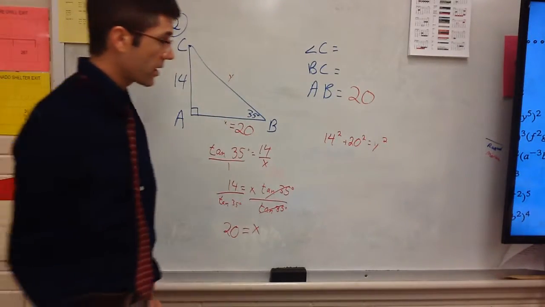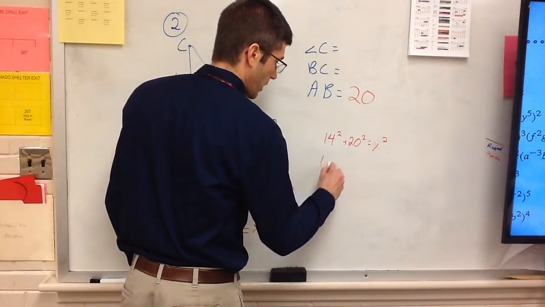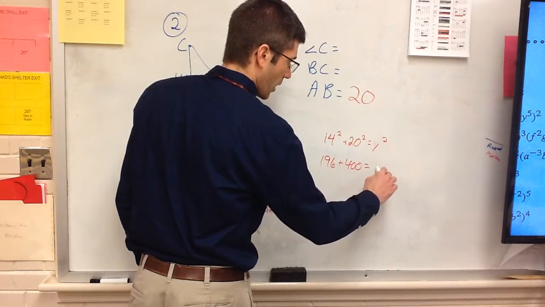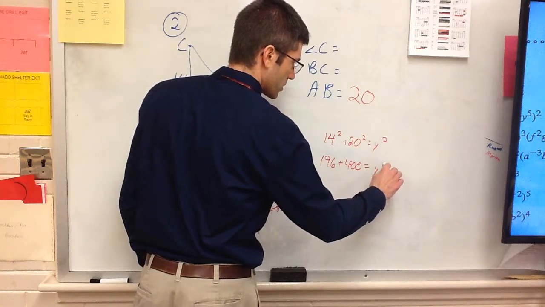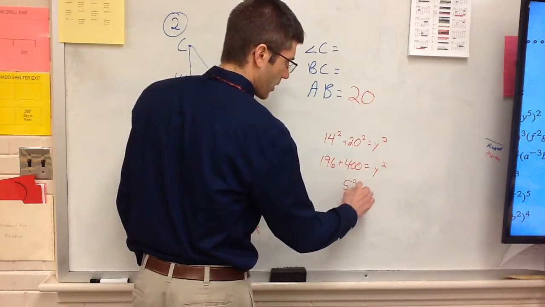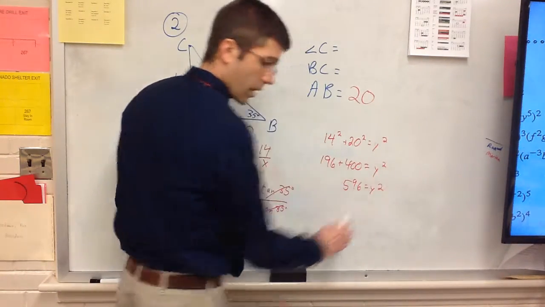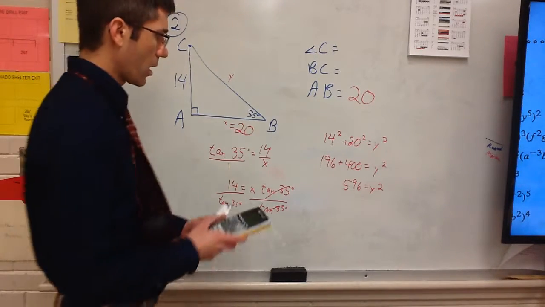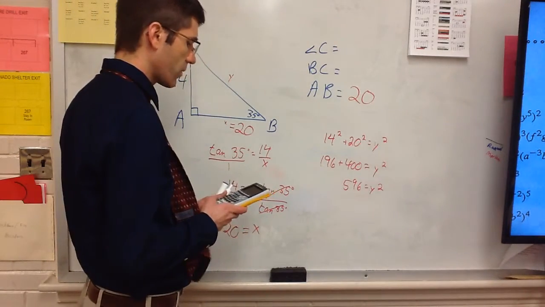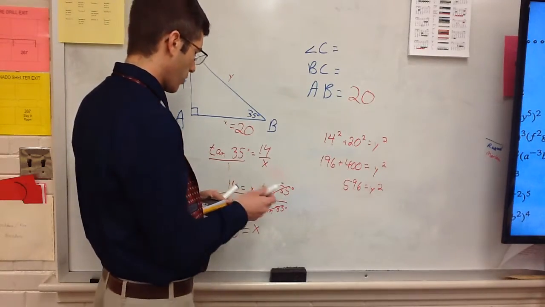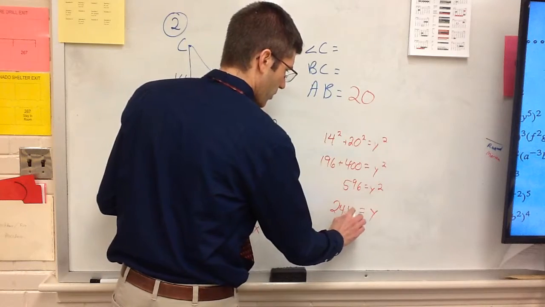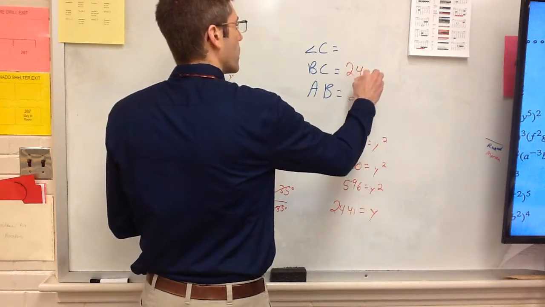I'll just type that straight in the calculator. 14 squared is 196. 20 squared is 400. And that's equal to y squared. So that's 596 equal to y squared. And I'm going to make sure I didn't make a mistake in that. Yeah, right. Okay, so the square root of 596 is 24.41.